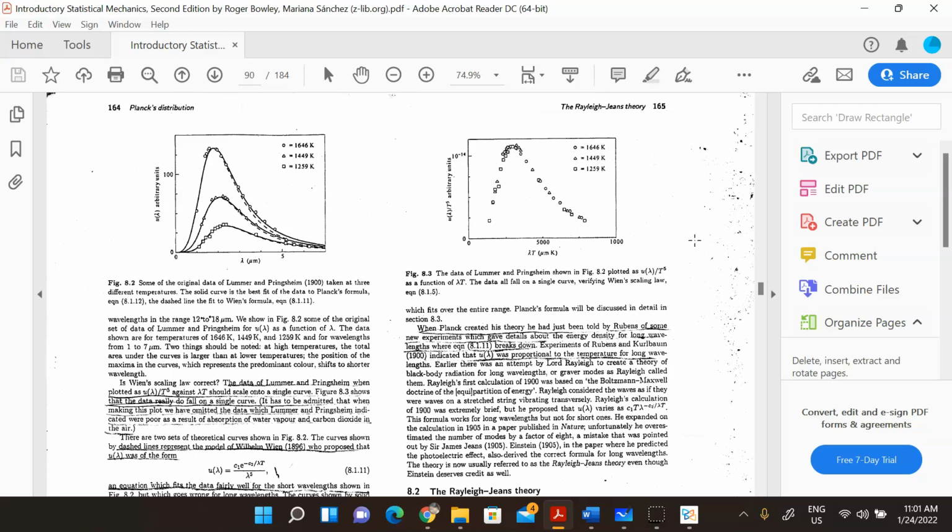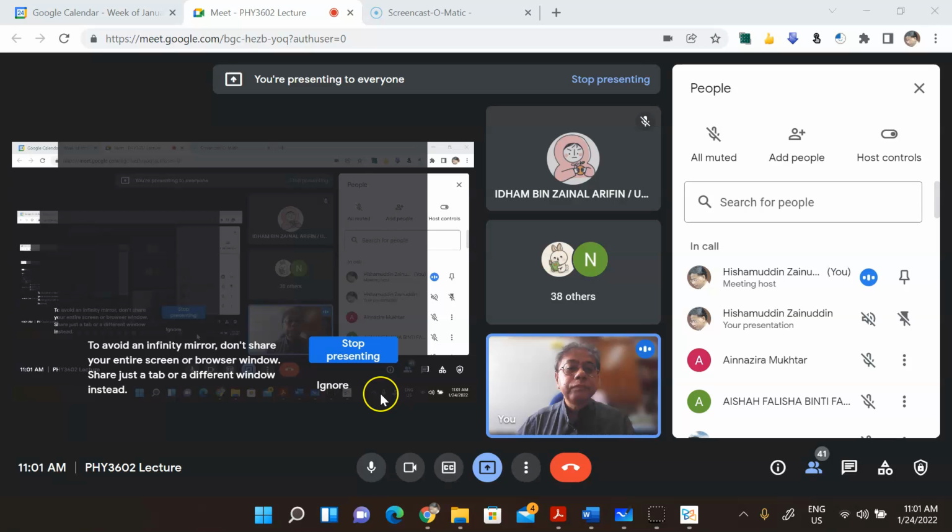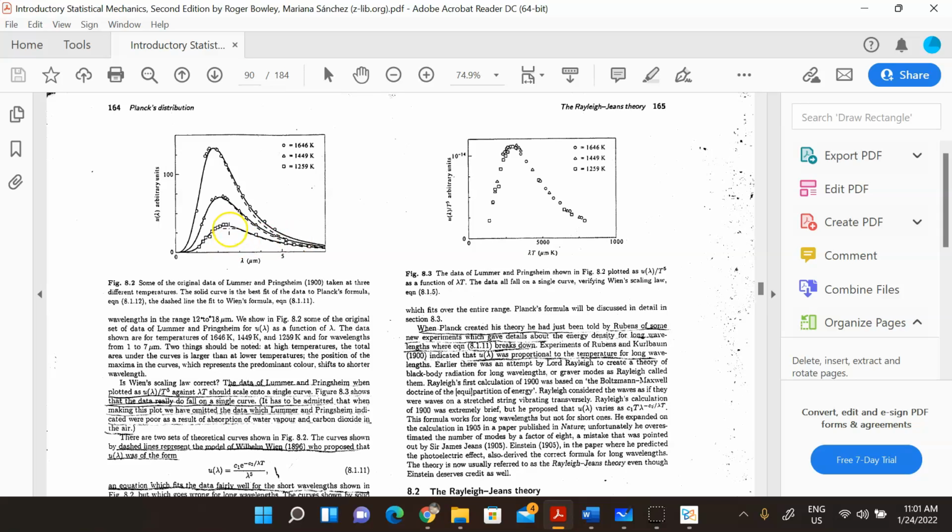The other one is this. This is the case where your temperature is changing. You can see the temperature here, the peaks are going to the left, and that shows that it's going to a shorter wavelength. And this is the thing, all these plots using different experimental data have been plotted with the scaling law, and it falls into one single curve. So that's the main thing.